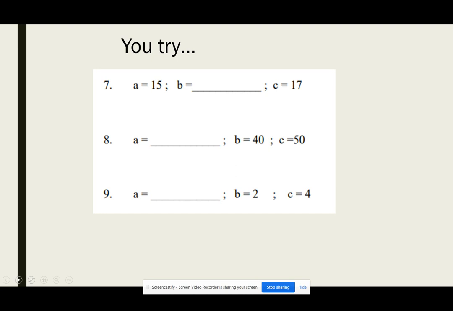All right, hopefully you're done your problems. You come back from pause. And for number 7, you should have b equals 8. For number 8, we have a is equal to 30. And number 9, we have a is equal to 3.5. And I did round that one, so you might have something that's similar to that. If you have questions about any of these 3 and you would like to see them worked out, you can join me on Blackboard Collaborate, or you can email me.